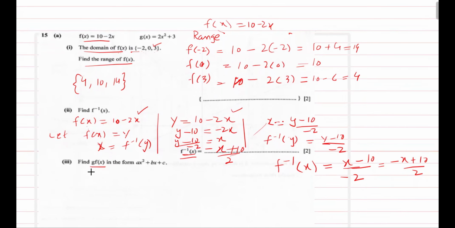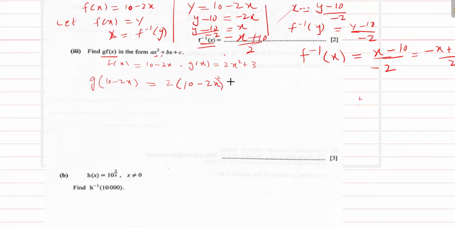Next, find g of f of x in the form of ax square plus bx plus c. Look here, the f of x value here is 10 minus 2x. We can write in the place of f of x, 10 minus 2x. Therefore, g of 10 minus 2x will be equal to, the g of x value is equal to 2x square plus 3. And g of 10 minus 2x will be equal to 2 into, in the place of x, we write 10 minus 2x. Whole power 2 plus 3, we write as it is. This is 10 minus 2x.